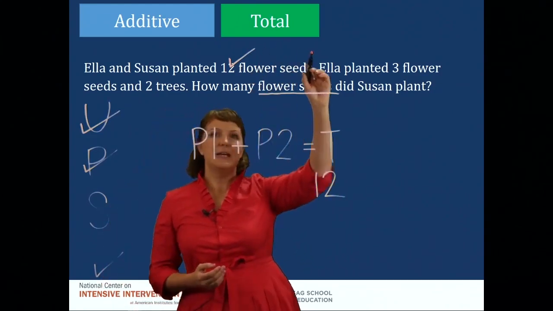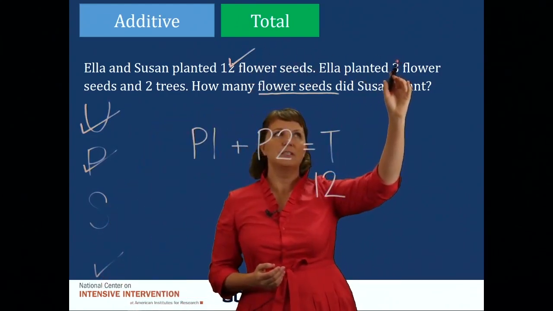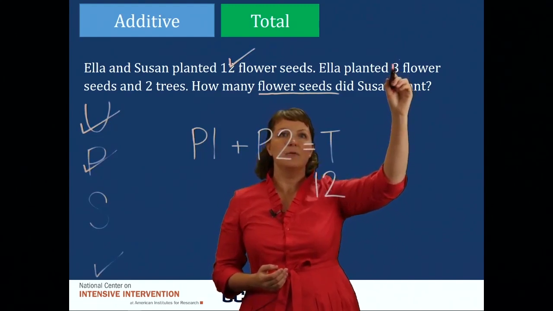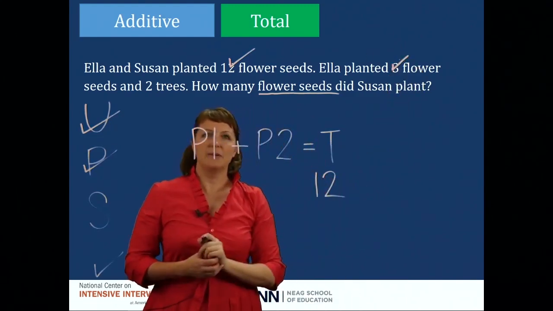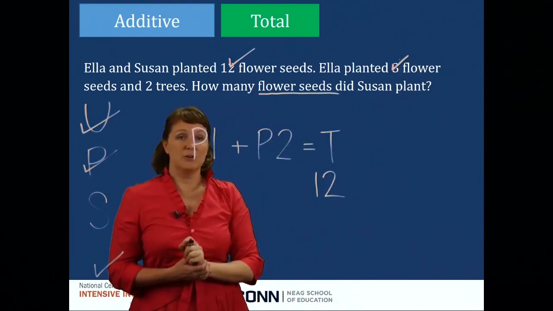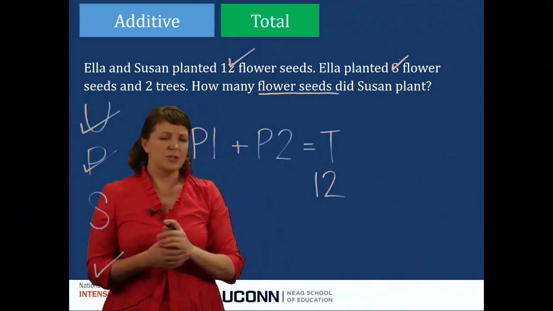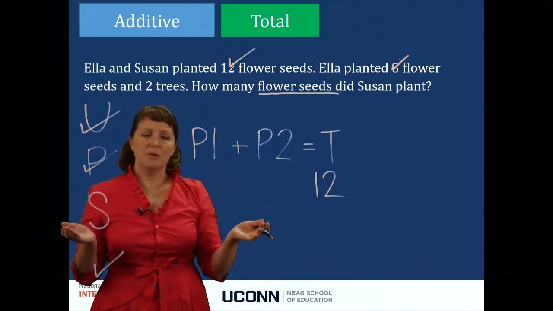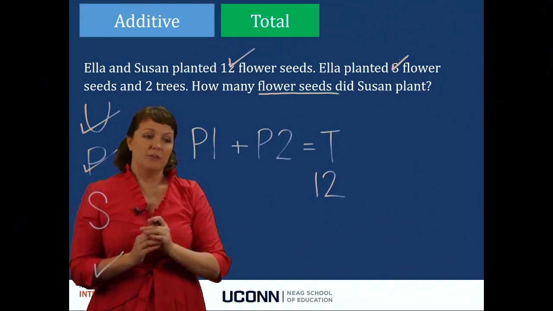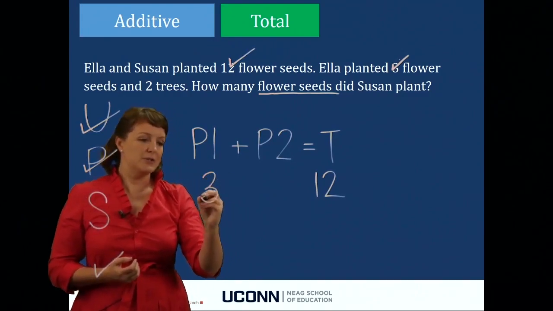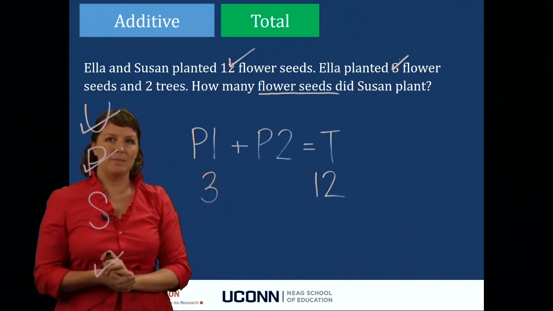Now I'm going to continue reading. Ella planted 3 flower seeds. 3 is a number. I'm going to use that because it talks about flower seeds. I'll check it off so I don't use it again. And I ask students, does 3 tell us about one of the parts or the total? 3 tells us about one of the parts, so I'll put it underneath P1.